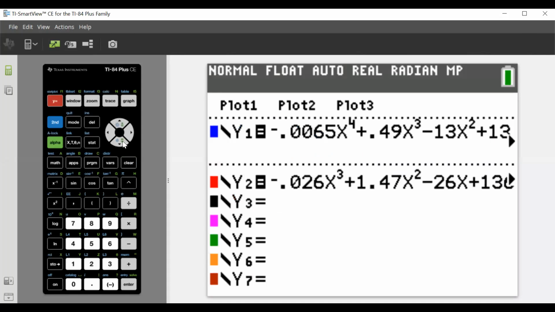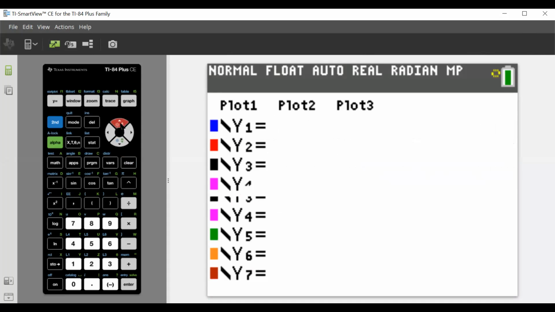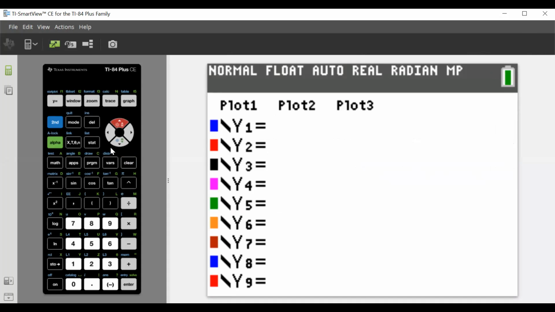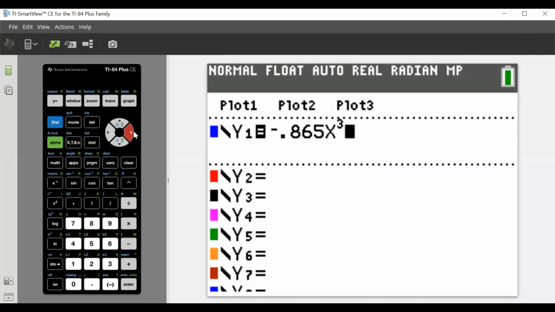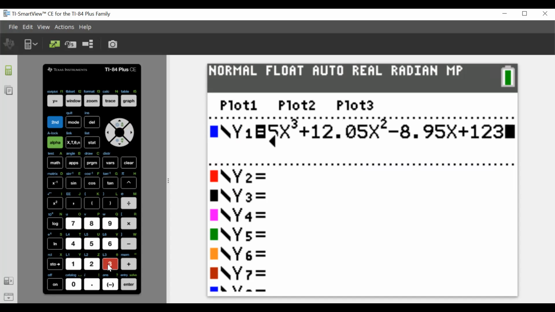Let's clear all that out. And so that equation was negative 0.865 x cubed, plus 12.05 x squared, minus 8.95x, plus 123.02. Okay. Now we're going to go math, numerical.